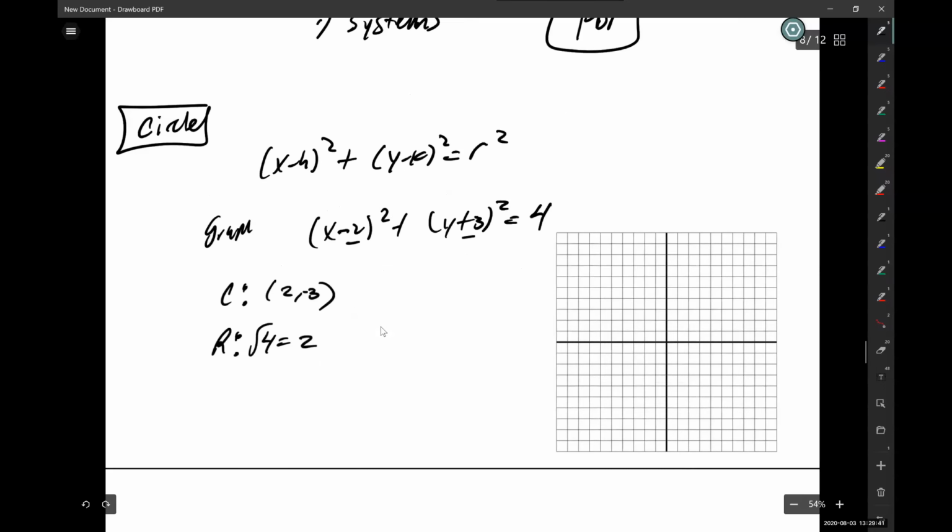So plotting that over here, my center is at (2, -3), which is located right here. And then for the radius, once we're doing this by hand, the easiest way to do that is we're just going to go 2 points in all directions. So up 2, right 2, down 2, left 2, and then we're just going to draw our best circle.